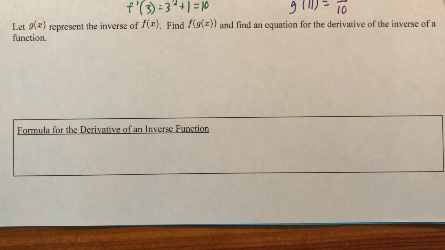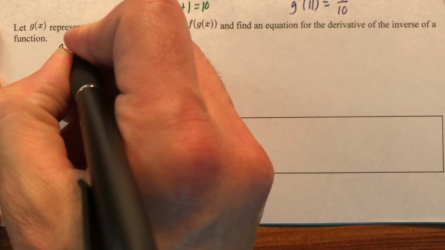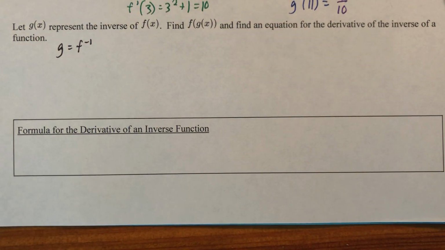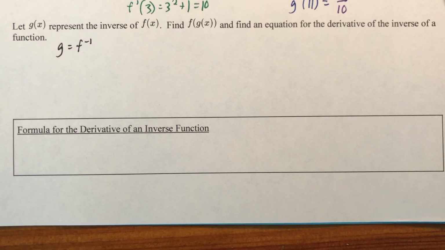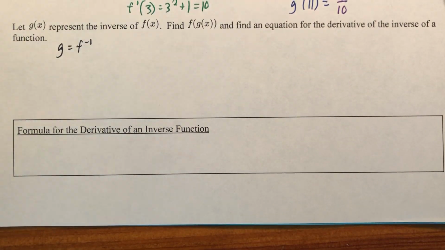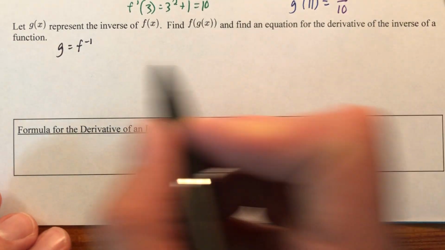Let G represent the inverse of F. If you want to write it like this, you could. You could say G is F inverse. We just did that same idea on the last problem. Find F of G of X and find an equation for the derivative of the inverse of a function.